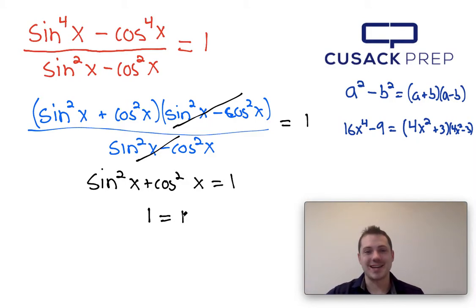We've proven this trig identity in just a couple of steps, even though it looked really complicated when we started. So the lesson learned from this is always remember to look to factor, especially when you see something like the difference of squares.